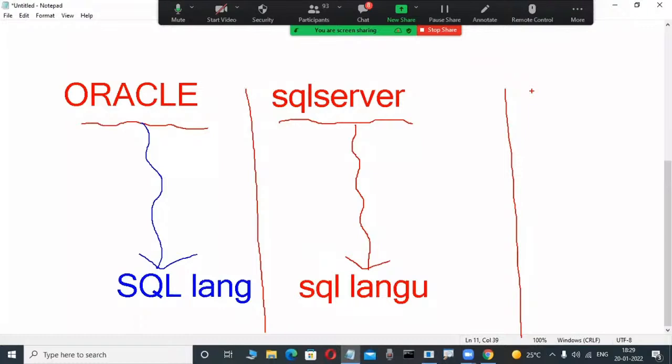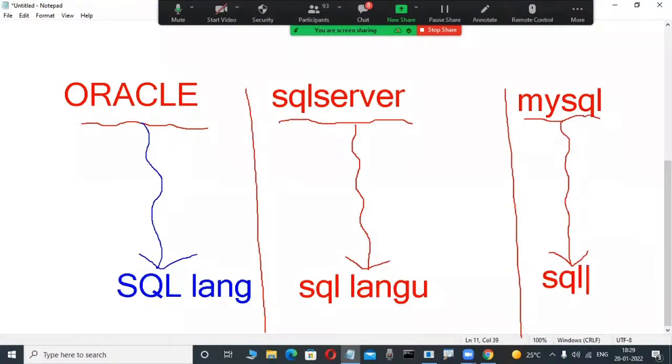Again, many people in my company use MySQL, which is also a relational database product. Some employees work on MySQL, which is open source, and to operate the MySQL database they also use SQL as the language. So SQL is a universal language.